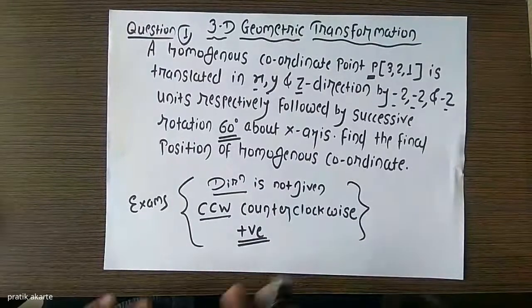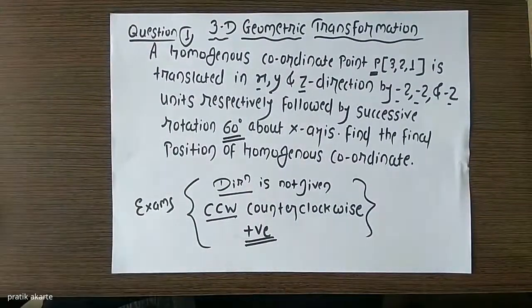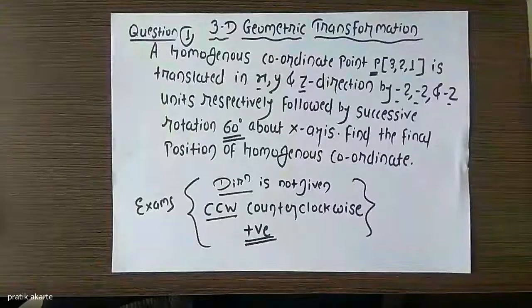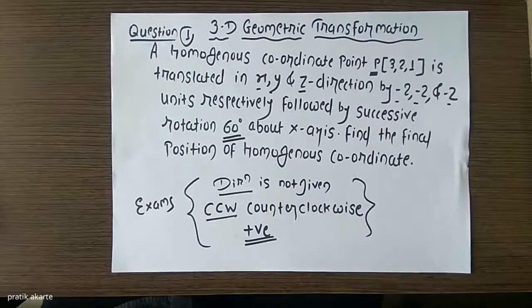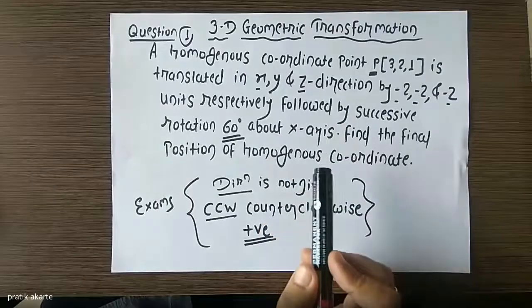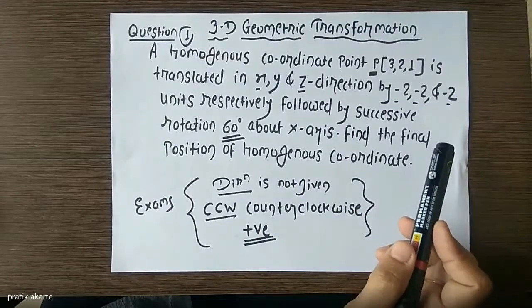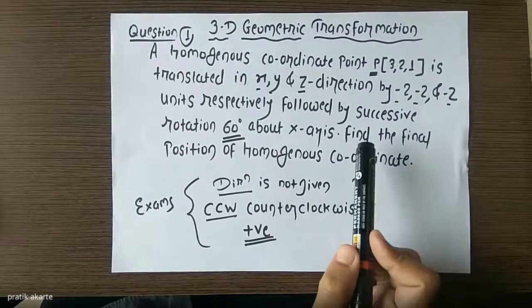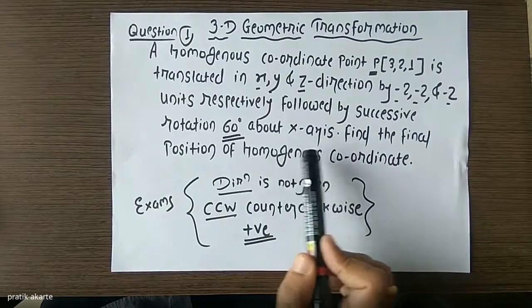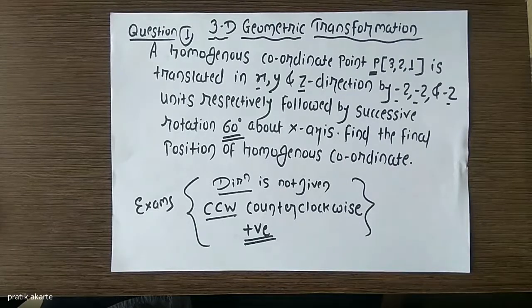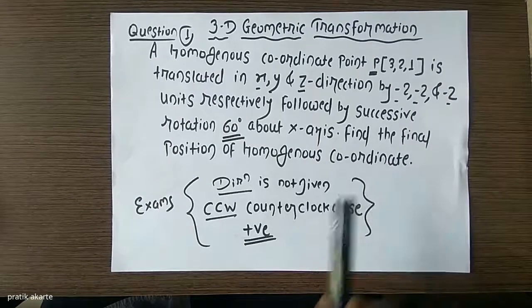So let us solve this problem. 3D geometric transformation. A homogeneous coordinate point 3, 2, 1 is to be translated in x, y, and z direction. Now you see over here, we have encountered the third principal axis, that is z, by -2, -2, and -2 units respectively, followed by the successive rotation of 60 degree about x-axis. Find the final position of homogeneous coordinate.